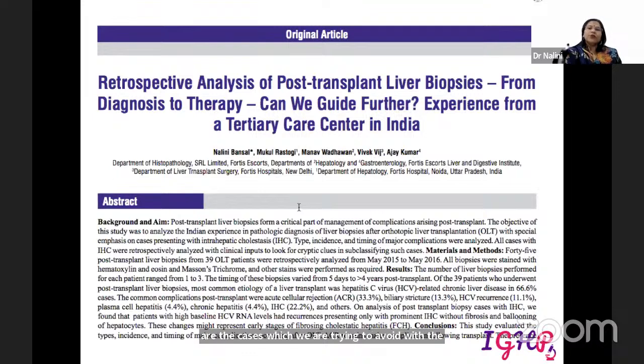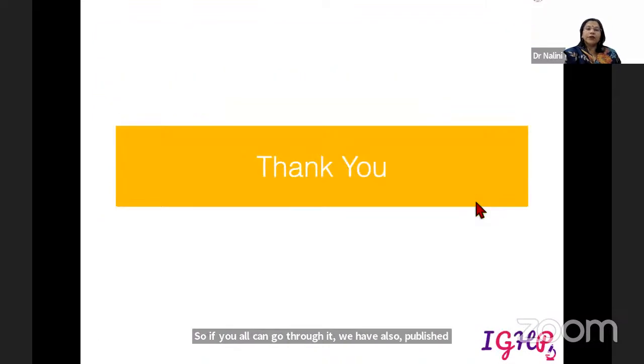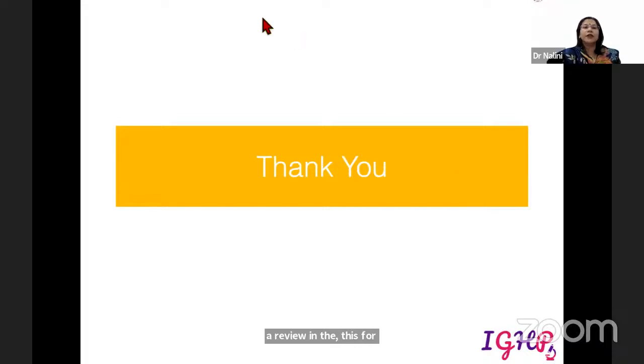So this was one of our papers that was published in IJOT, that is the retrospective analysis of post-transplant biopsies. So if you all can go through it, we have also published a review in this for the liver transplant pathologies. So with this, I conclude the session. And if there are any questions, we can take them up now.